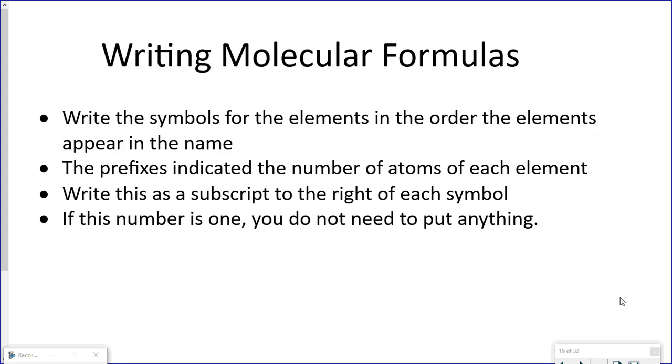So whenever you're writing formulas, because we're still going to use the same rules, you're going to write the symbols for the elements in the order that they appeared in the name, and the prefix tells you how many of each element you have, so the prefix will tell you what subscript you need with each of the elements. And yet again, if your subscript is 1, you do not have to write that.